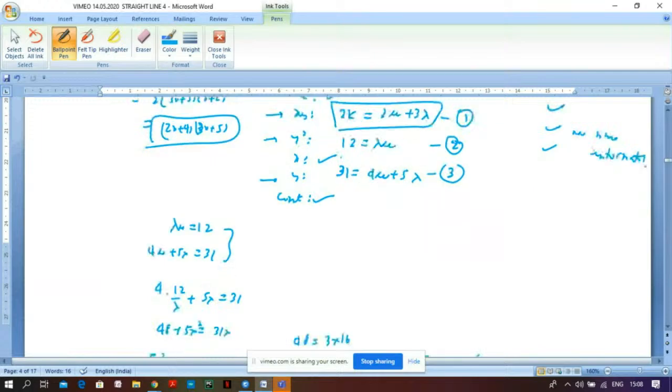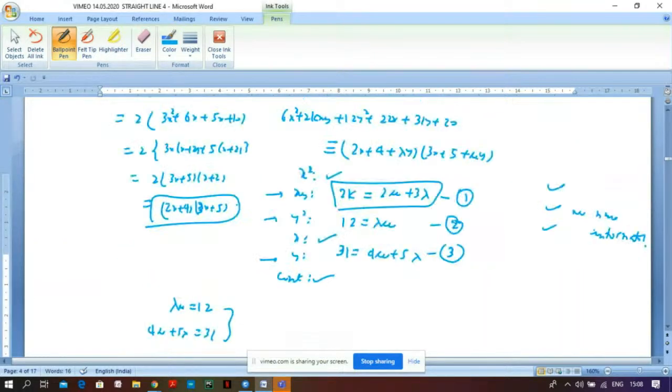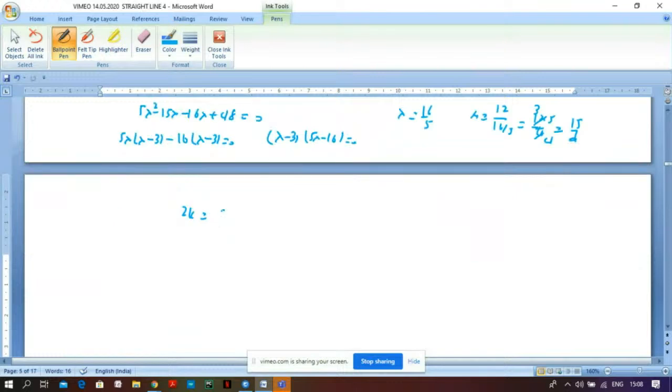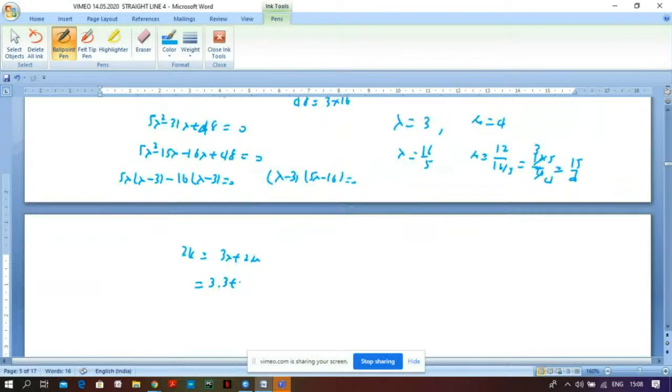I'll just complete it. So 2k is, let's scroll back. 2k is 2 mu plus 3 lambda, or 3 lambda plus 2 mu. So 3 times lambda. Once lambda is 3, so 3 times 3 plus 2 times 4. That is your 9 plus 8, 17. So k becomes 17 over 2, that we got last time by long calculation. This is infinitely better.